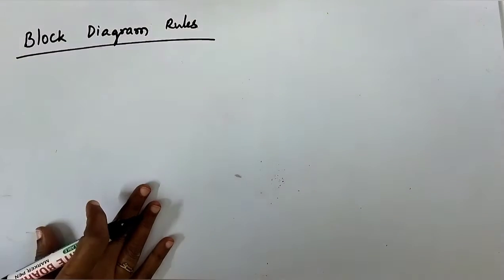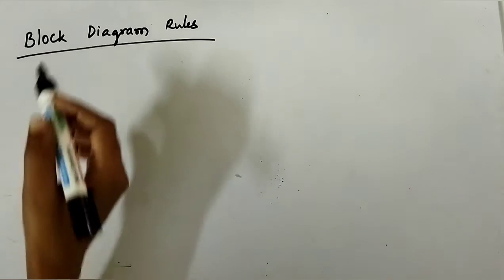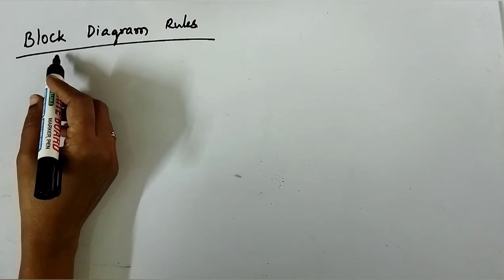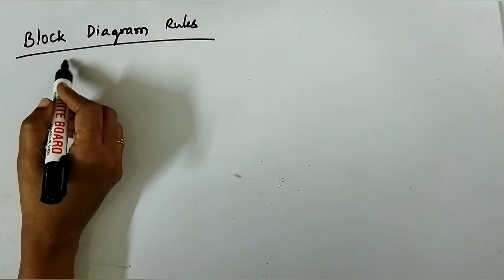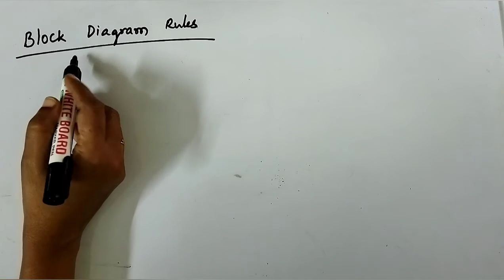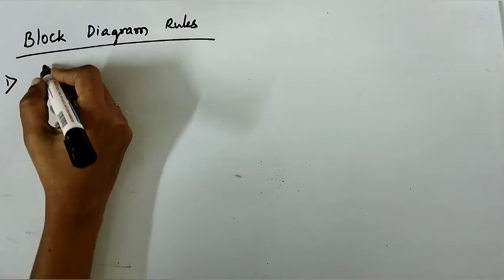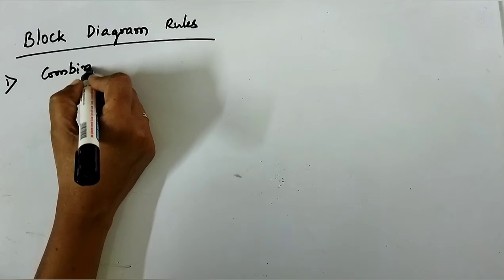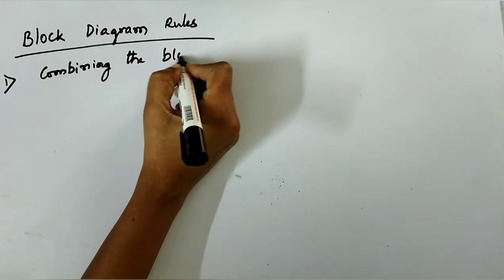Hello viewers, in last session we have seen what a block diagram is and what are the elements present in the block diagram. In today's session we will see the block diagram reduction rules. The basic purpose of these block diagram reduction rules is to reduce a complex system to a simple format. The very first rule here is combining the blocks in cascade.